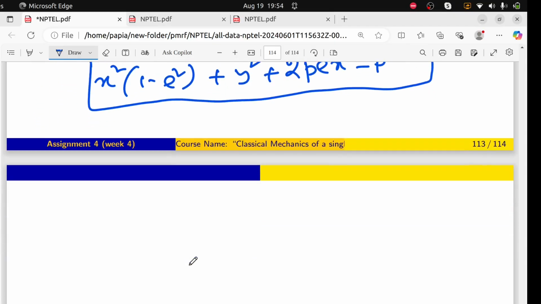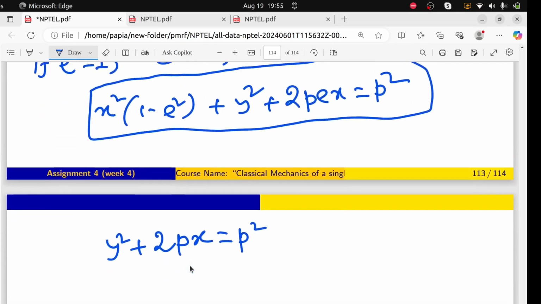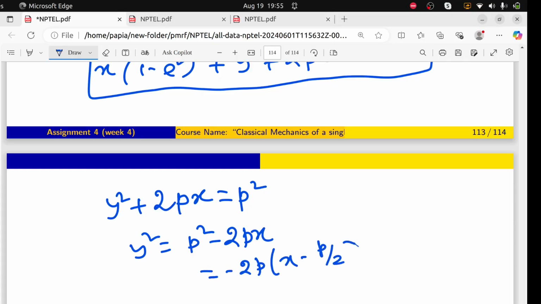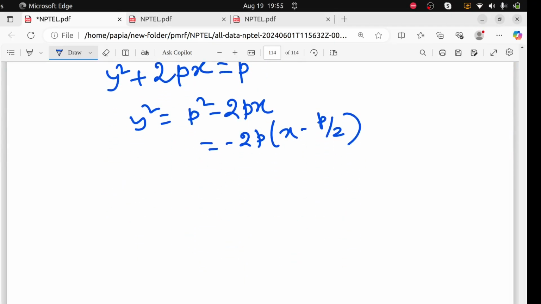So if e square equals 1, then you can see that the x square coefficient will be 0. So y square plus 2px equals p square. So y square equals p square minus 2px, which is minus 2p into (x − p/2). This is the equation for a parabola.